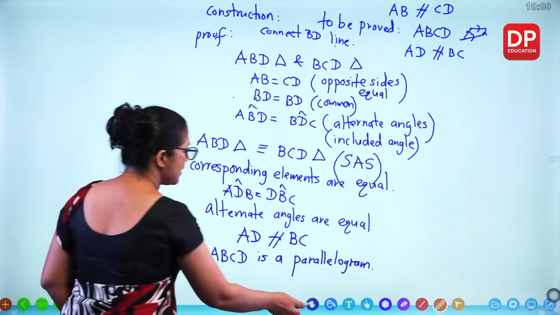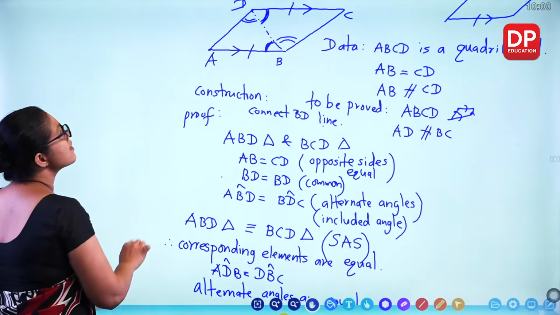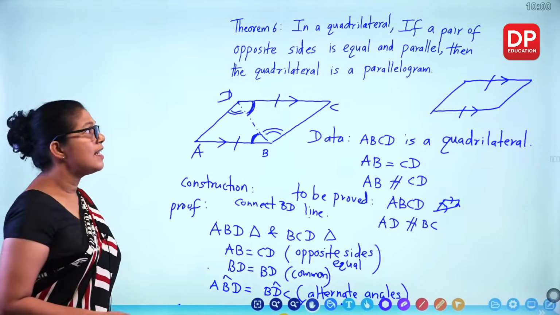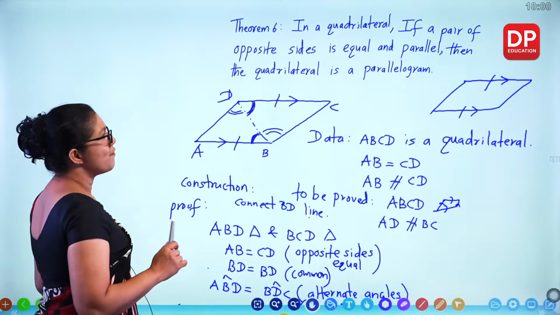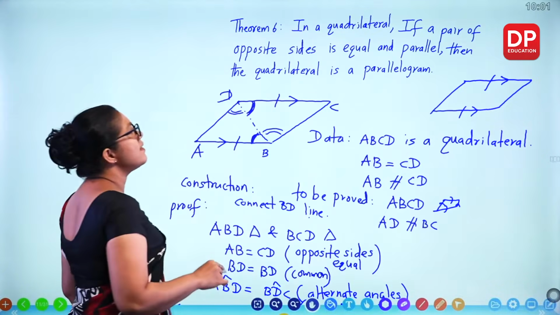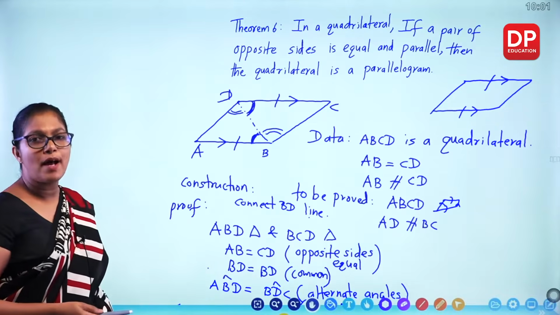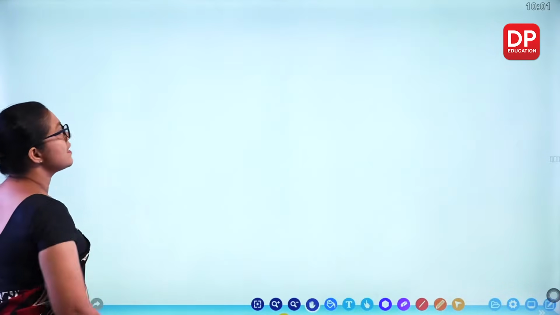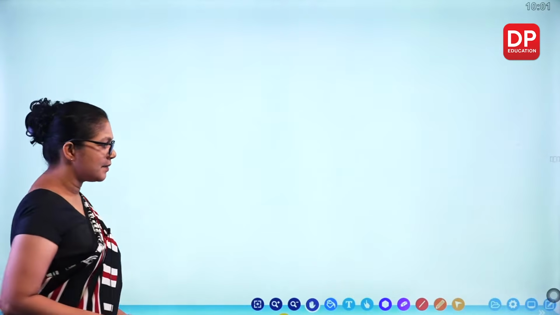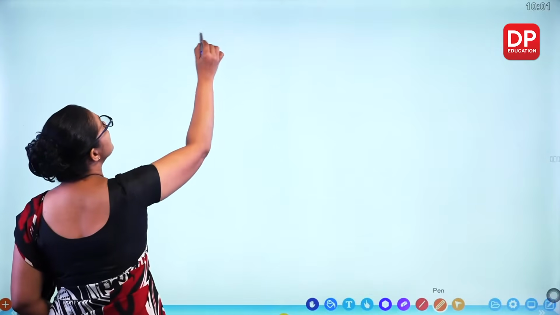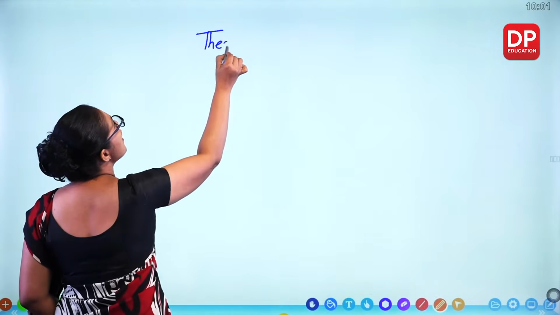So that's the last theorem. If it's a quadrilateral and if a pair of opposite sides is equal and parallel, then it's a parallelogram. So how many theorems did we do altogether? We did 6 theorems. Now we'll try to revise.